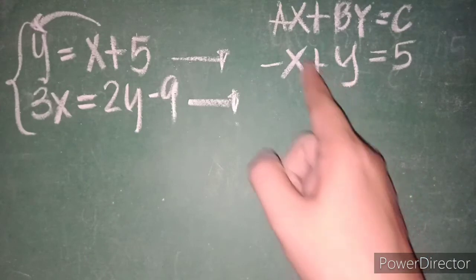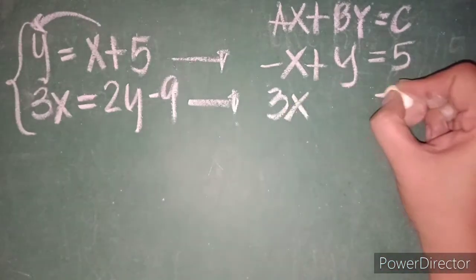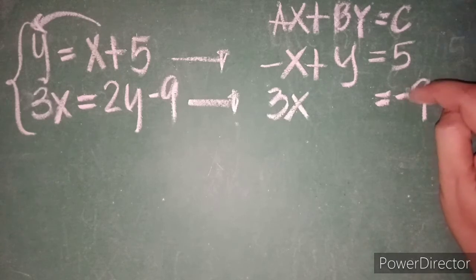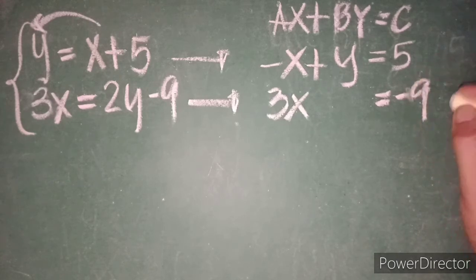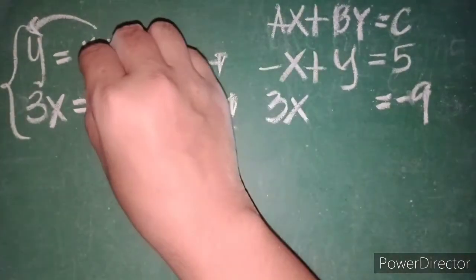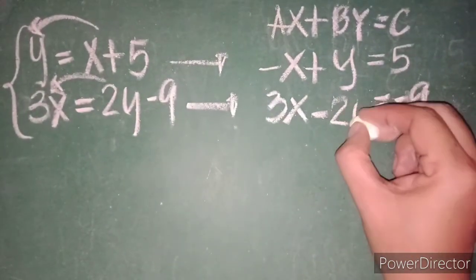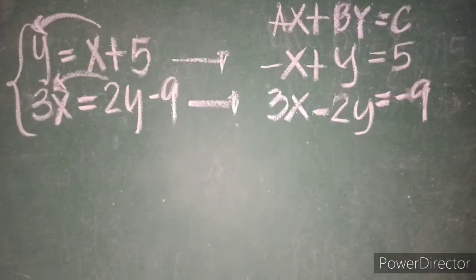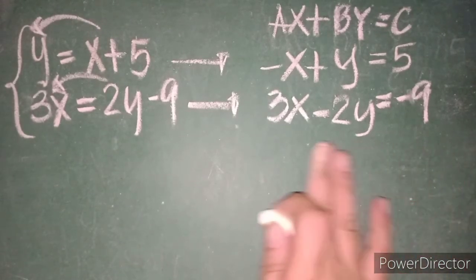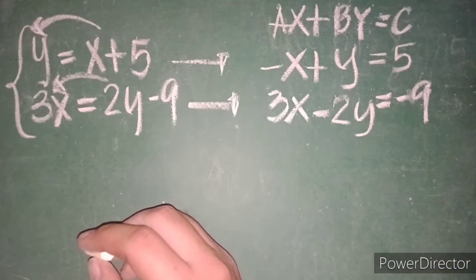Next, 3x equals 2y minus 9. Okay, and then, yung may variable na x, we have 3x. Then, equals yung constant na negative 9. Then, yung 2y, which is nasa right side, ililipat natin sa left side ng equation. So, 2y, itatranspose natin sa kabila, positive 2y, mag-change ng sign. So, magiging negative 2y. So, standard form natin ngayon is 3x minus 2y equals negative 9. Okay? So, since naka-standard form na siya, eto na yung gagamitin natin para ma-solve ang system of linear equation natin.